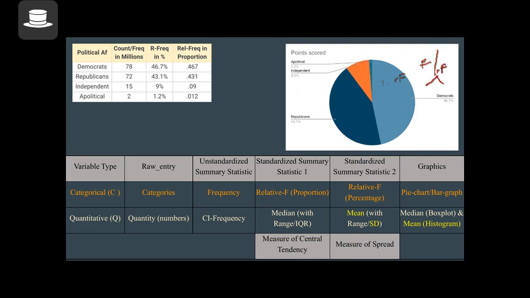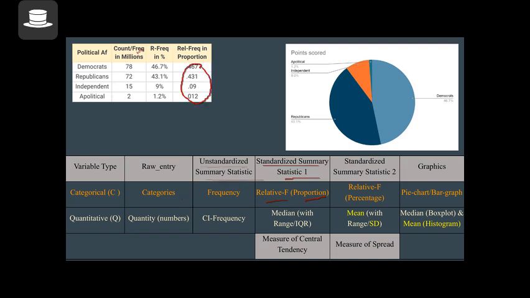Okay, and this is exactly what this particular table says here. The kind of variable is categorical. The raw entries, these are categories. An unstandardized way of summarizing, the summary statistic, would be just frequency. A more standardized form of it, one way, is using a relative frequency in proportion, or another standard way of summarizing it would be using a relative frequency in percentage.